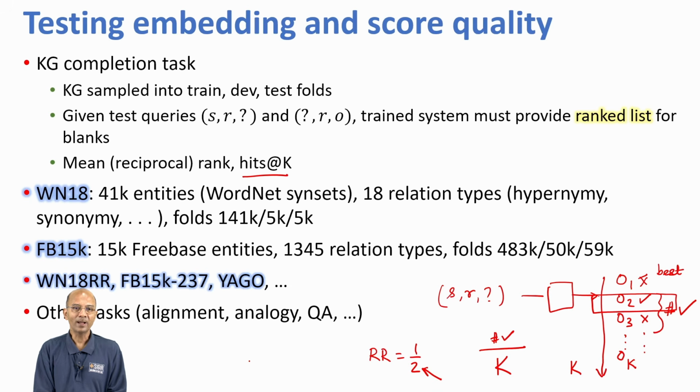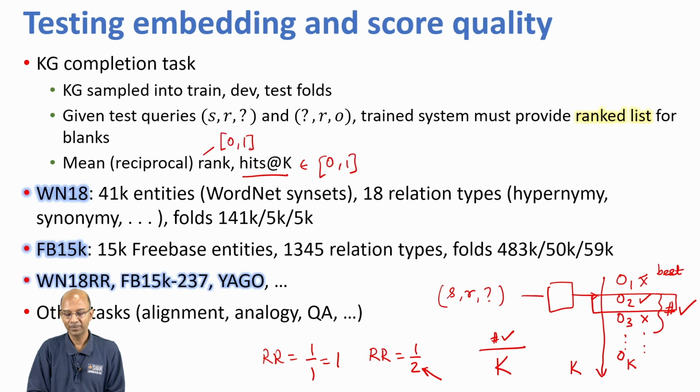Now think of what happens if I hit my correct object at rank 1. In that case, reciprocal rank will be equal to 1/1, which is 1, which is the maximum possible value. As the rank of the first correct answer goes down, reciprocal rank will dwindle to 0. Just like hits at K ranges between 0 and 1, reciprocal rank will thus also range between 0 and 1.